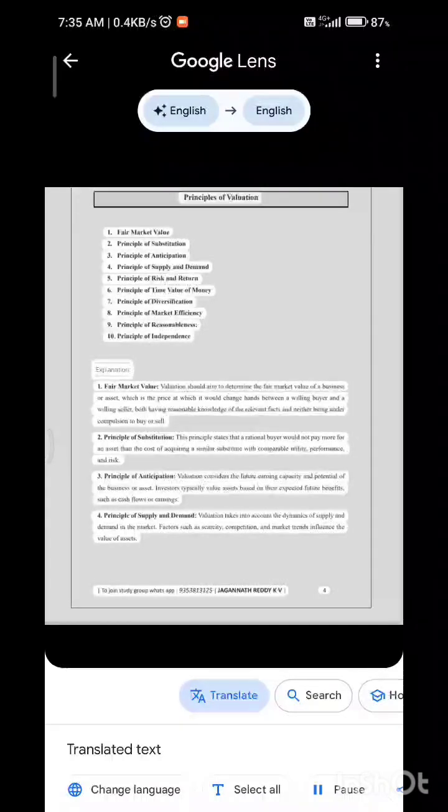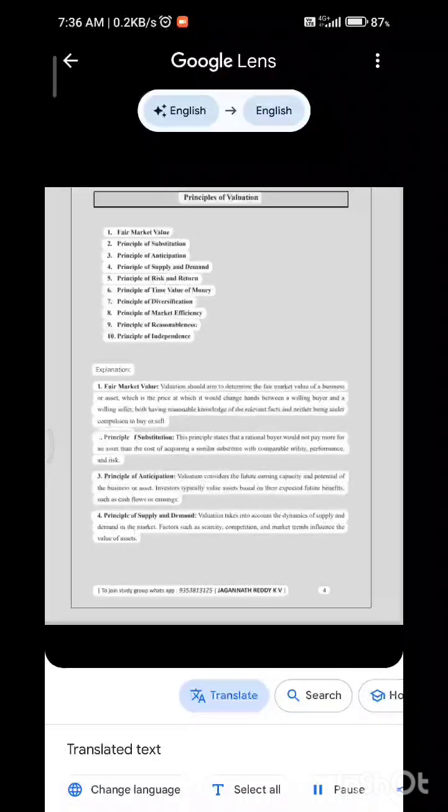Explanation. 1. Fair market value. Valuation should aim to determine the fair market value of a business or asset, which is the price at which it would change hands between a willing buyer and a willing seller, both having reasonable knowledge of the relevant facts and neither being under compulsion to buy or sell.